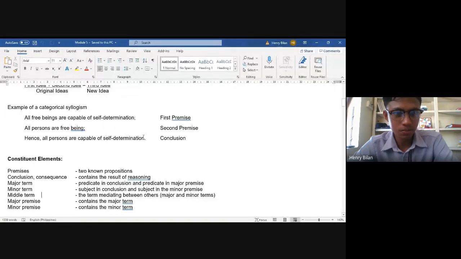So in this case, for example, self-determination is our major term. Nandito din siya. Minor term, all persons, andito din siya. So, alin dyan ang hindi na-identify? Yun na yung middle term natin. So, in this case, our middle term is free being. So, that's how to identify the different terms. So, take note of that. That is very important.